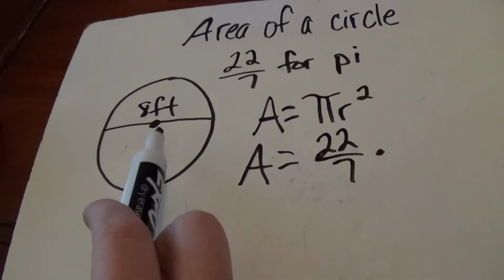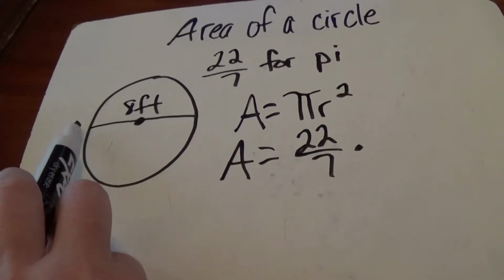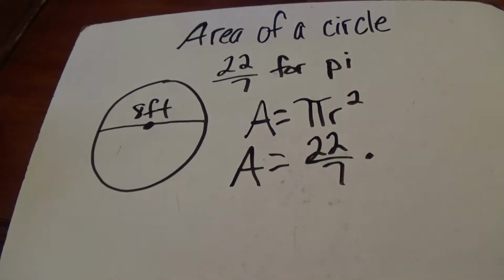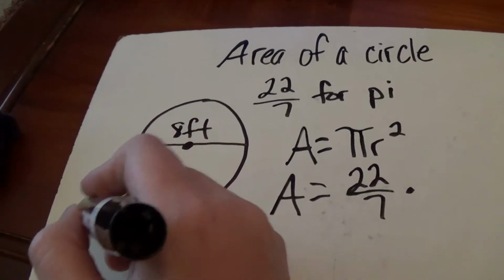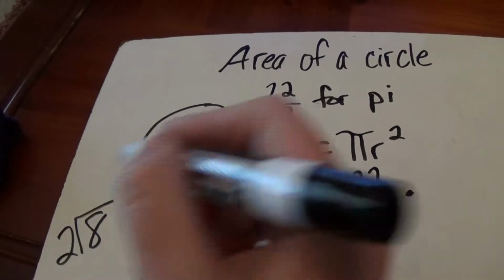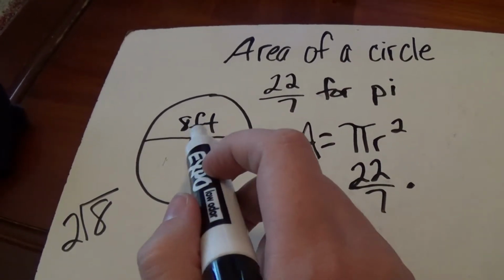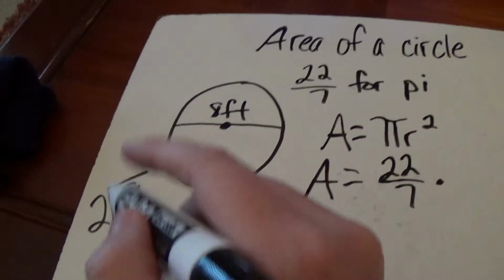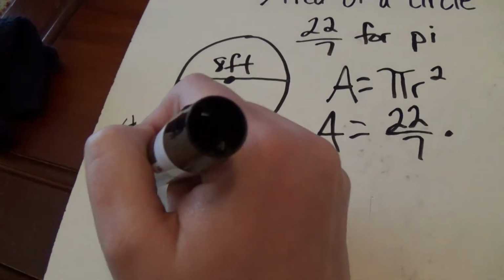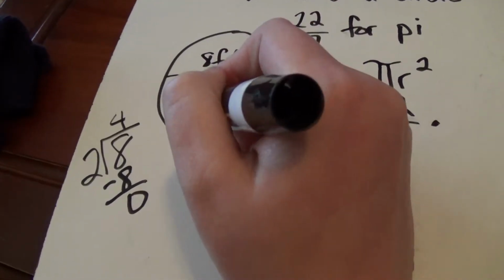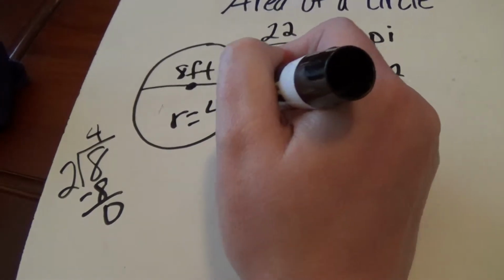Okay, but if we notice in our problem, they gave us a diameter. Diameter goes all the way across. So in order to find the radius, you're going to take your diameter and divide it by 2, because 2 radiuses equal 1 diameter. So 2 goes into 8 4 times. So our radius now equals 4 feet.